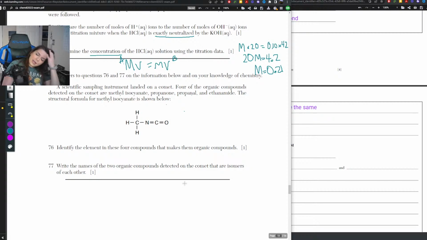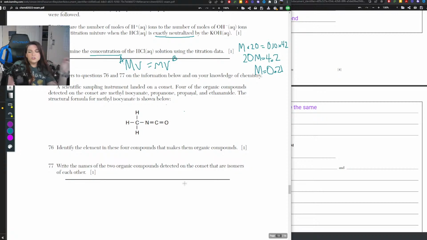Moving on to an organic chunk. A scientific sampling instrument landed on a comet. Okay. 4 of the organic compounds detected on the comet were methyl isocyanate. They give you scary things on purpose. Don't let them trip you up. Propanone, propanal, and ethanamide. The structural formula for methyl isocyanate is shown below. Identify the element in the 4 compounds that makes them organic.